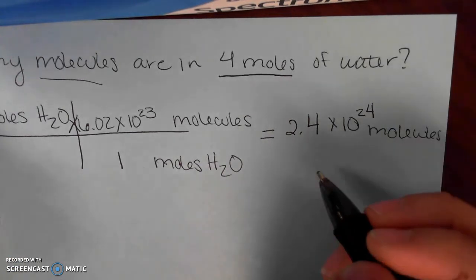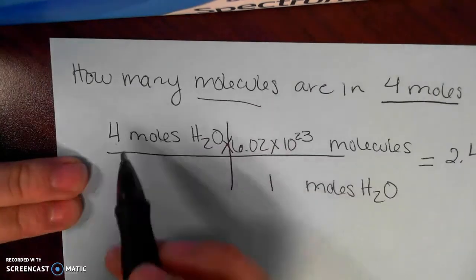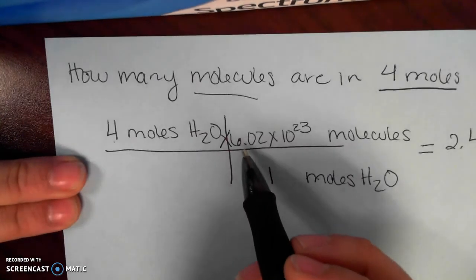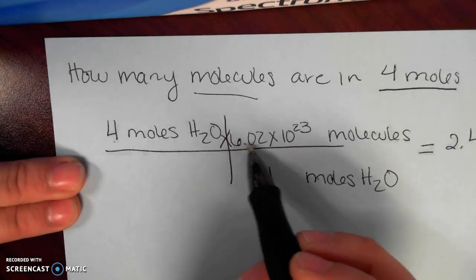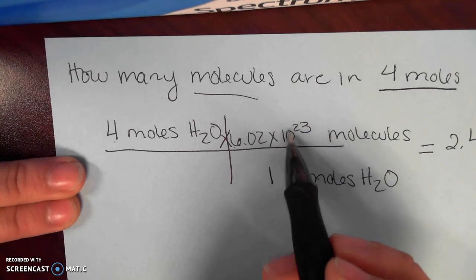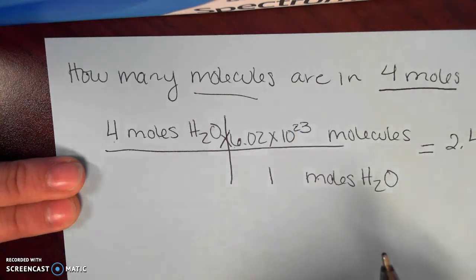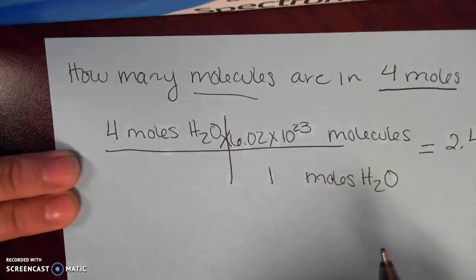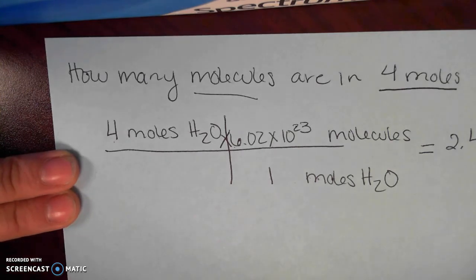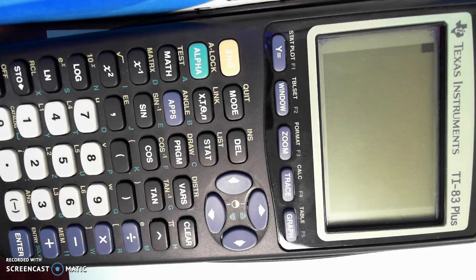When we put that in our calculator, we're going to put 4 in, and then times, and then 6.02, and then we'll put that E symbol, and then 23. I'm going to get a scientific calculator, and I'll show you guys how to do that on the scientific calculator. Okay, I got a scientific calculator.